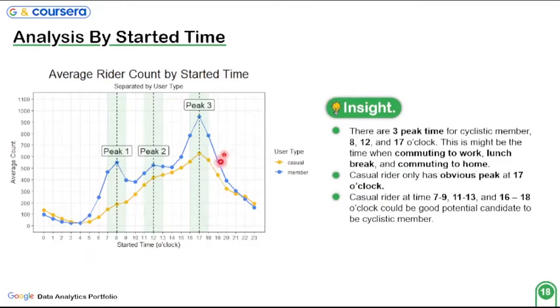Analysis by start time shows us that there are 3 peak times for Cyclistic members: 8, 12, and 17 o'clock. This might be the time for commuting to work, having a lunch break, and commuting home. Casual riders at those peak times, 8, 12, and 17 o'clock, could be good potential candidates to become Cyclistic members.